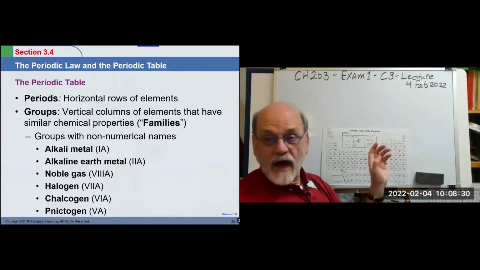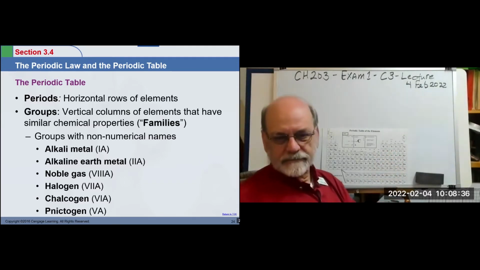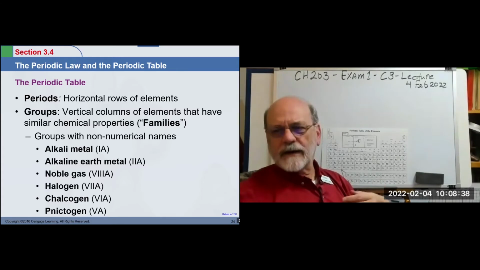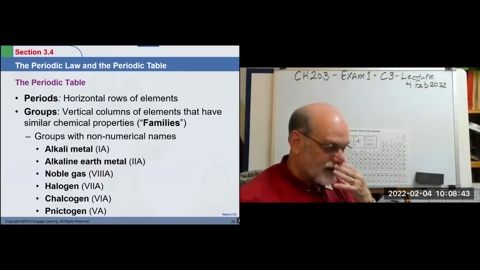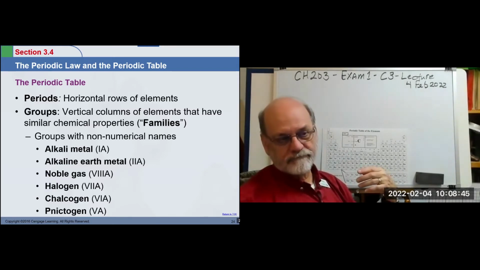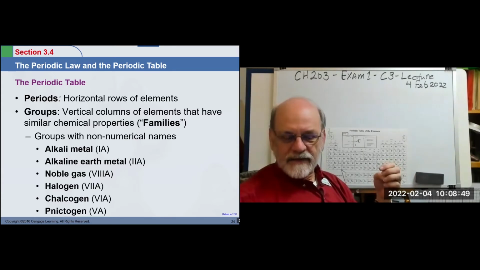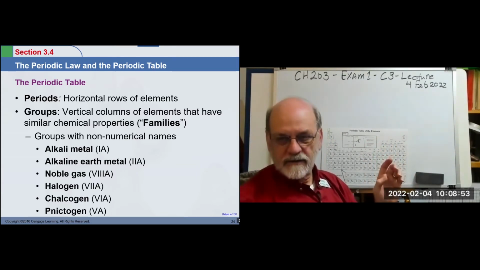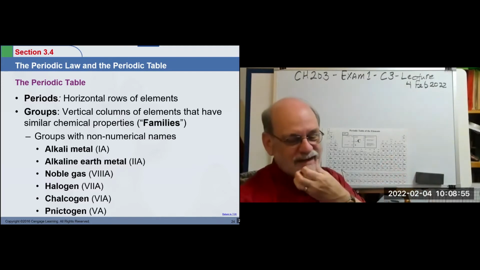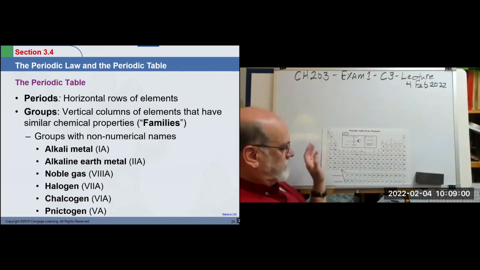The next one over is the oxygen group. They're called chalcogens. And that's kind of grandfathered in from alchemist days. The next group over, the nitrogen group, are called pnictogens. Starts with a P. All right, those are the only groups that we have vertical.